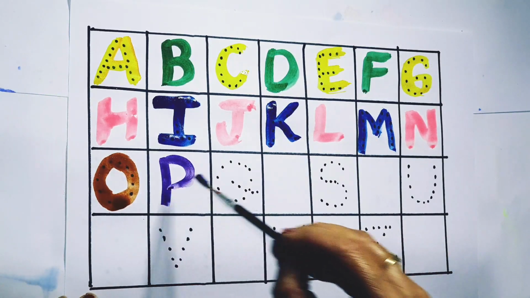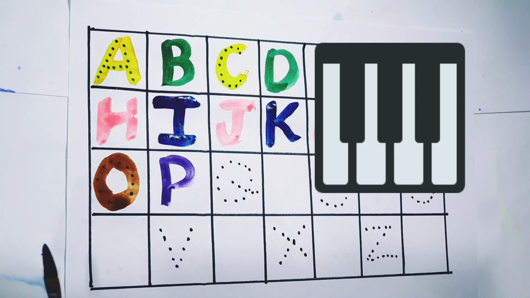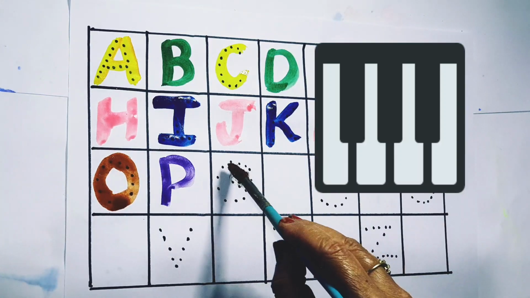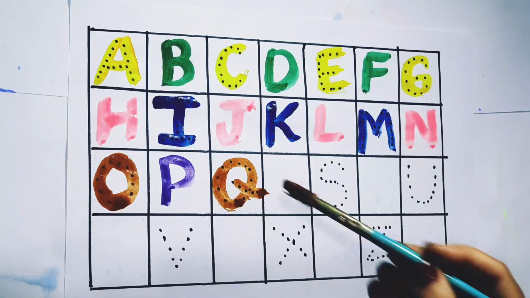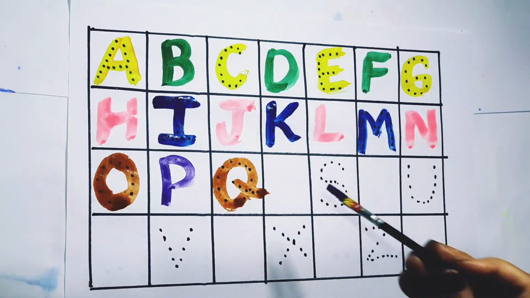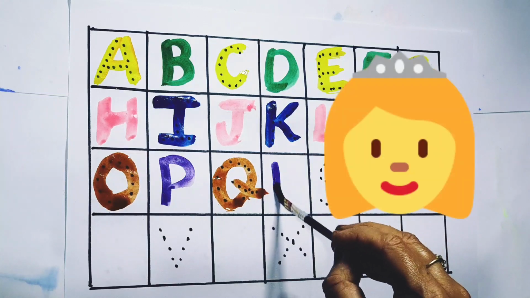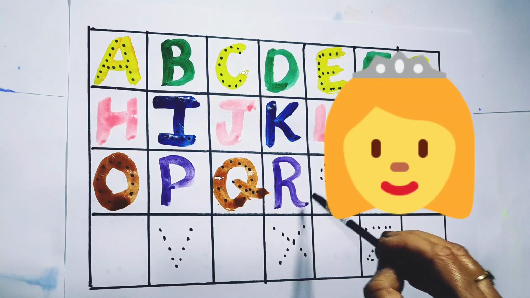P. P for piano. P for pink. Brown color. Q. Q for quiz. Q for queen. Purple color.